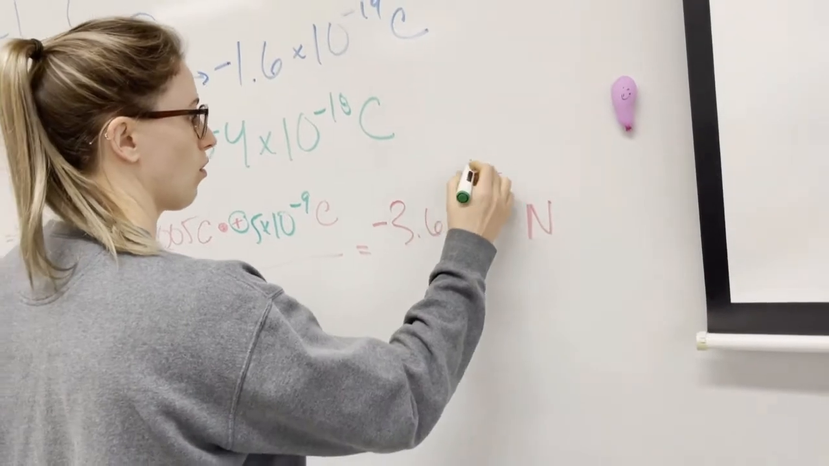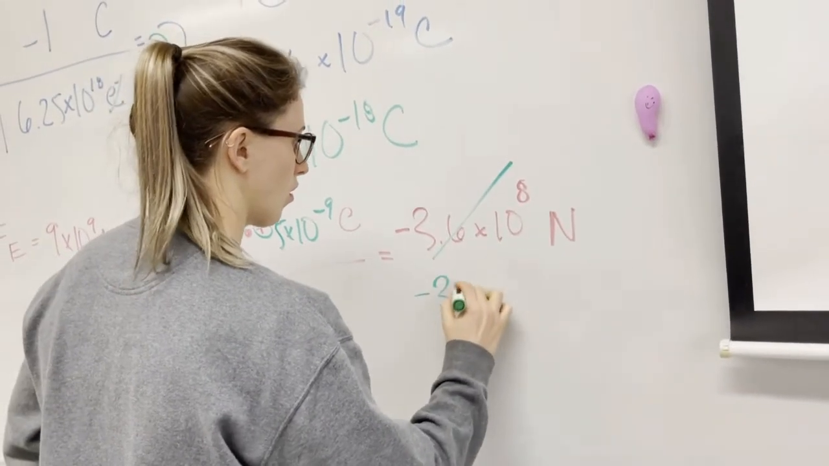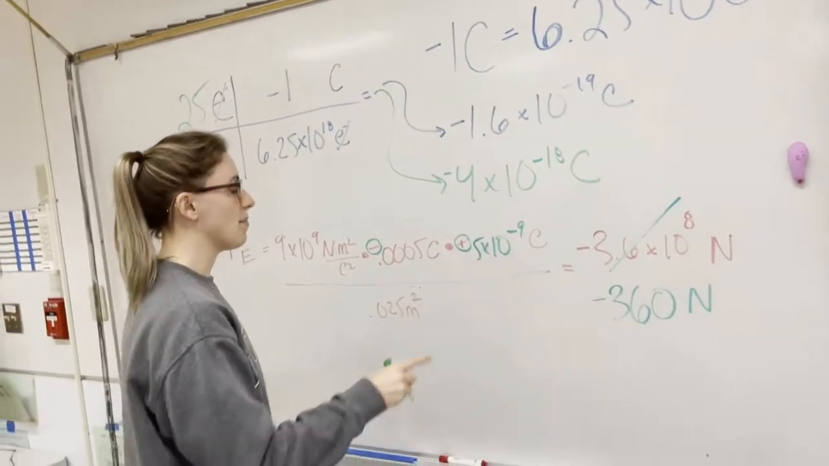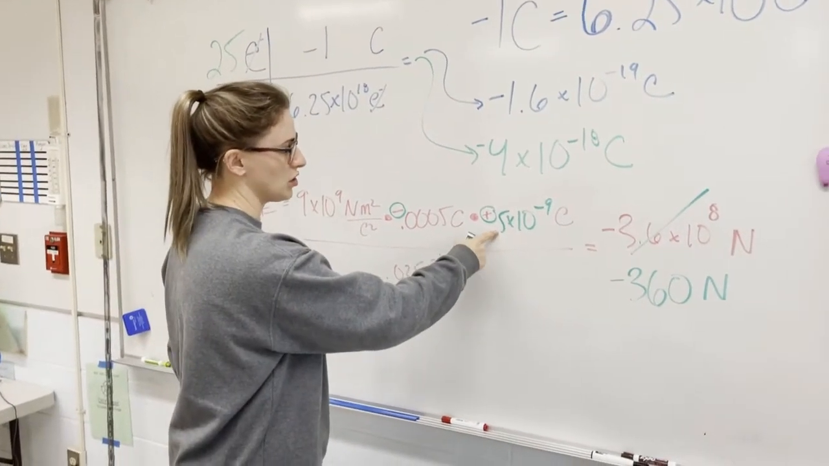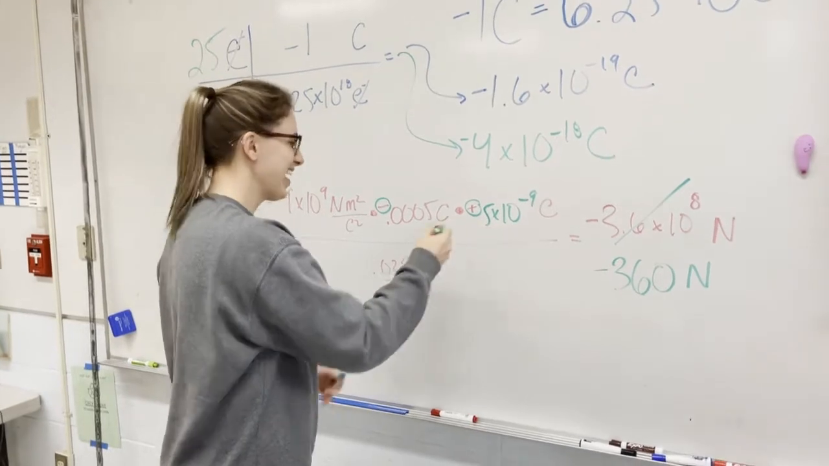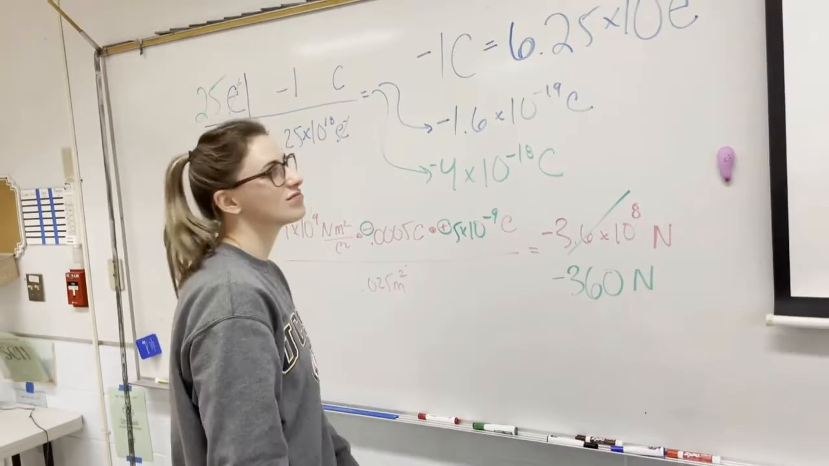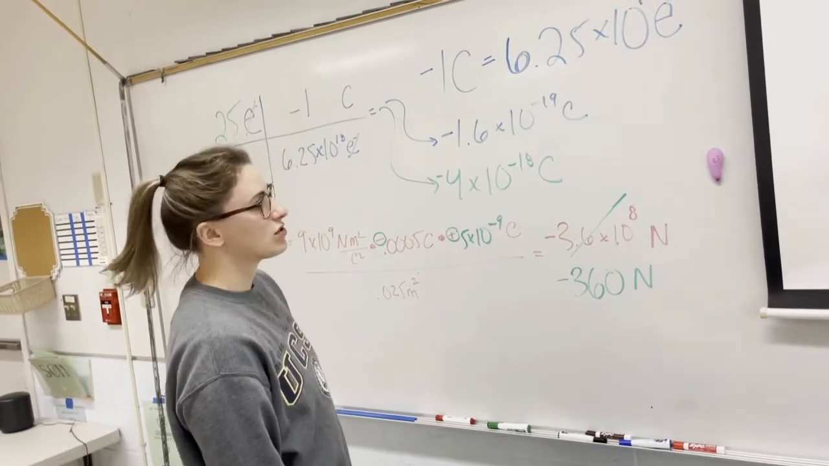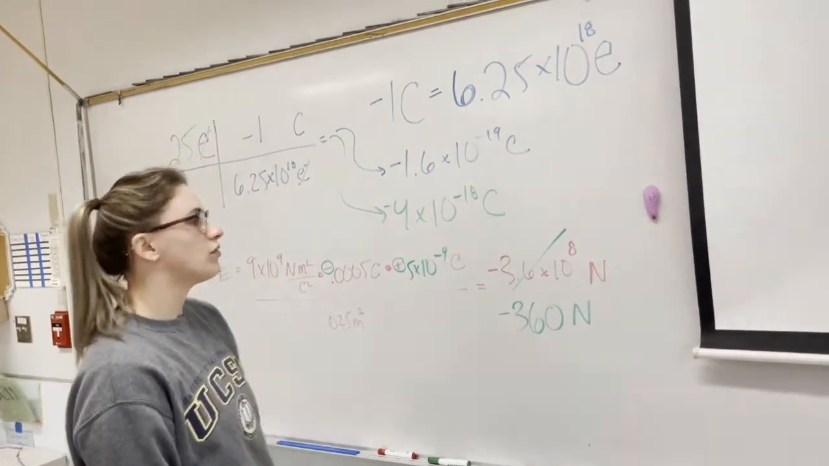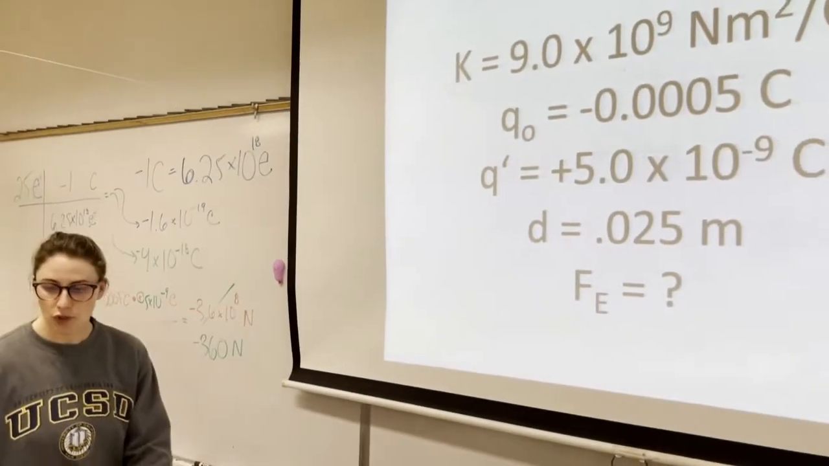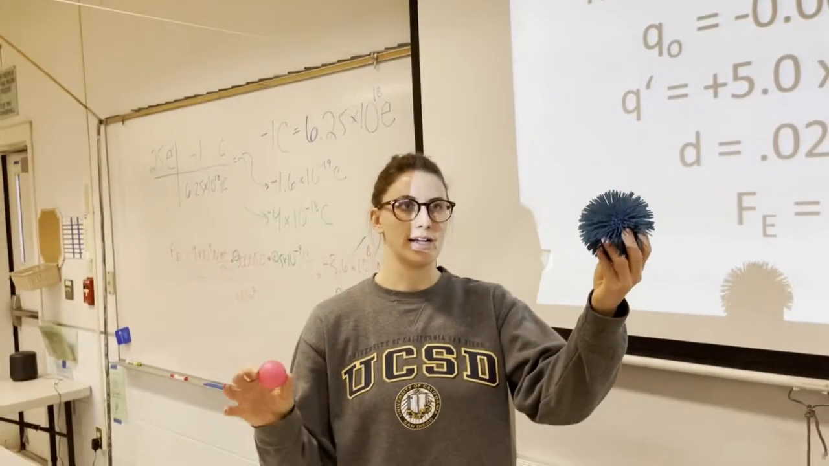See, we kept the numbers the same. We just kept the magnitude of the number. 360 newtons, because before it was 5 times 10 to the negative 3. Now it's 5 times 10 to the negative 9, so this is a lot smaller. Okay, so that's how many newtons of electrical force are going to be exerted on that test charge as it moves through that electrical field.